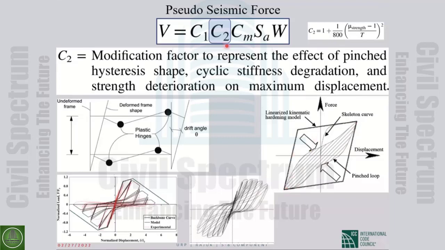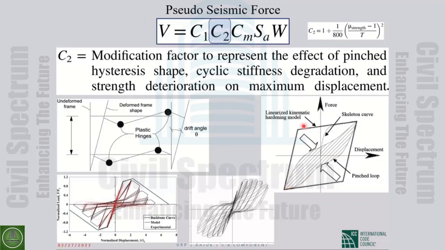And therefore, this C2 factor is here to show that if the hysteresis curves are not as good as they should be, we expect this building will have more displacement if we do nonlinear analysis. So in the linear analysis, we should increase the base shear to get the same displacement as reality. The reason for this is the detail.